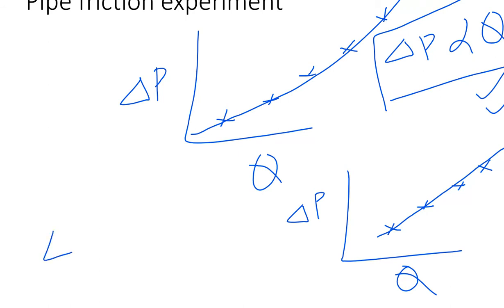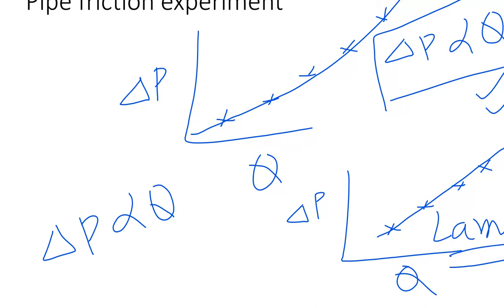Delta P is proportional to Q. It means that this is laminar. So laminar flow is smooth, slow. So the increase in pressure drop is not that much. If you double the flow rate, the pressure drop will be doubled.